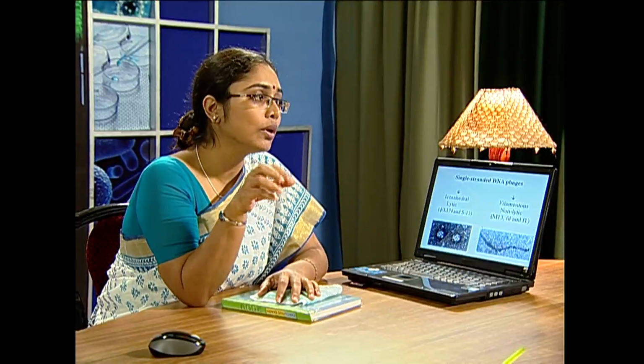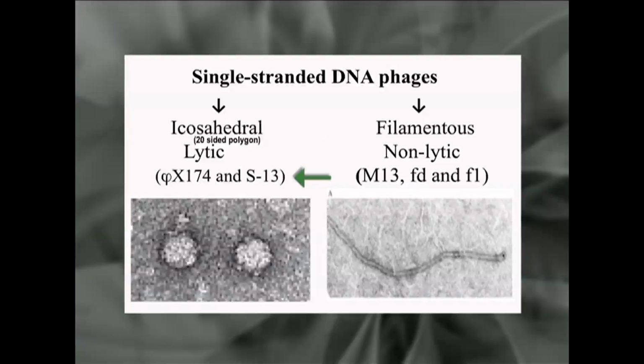Whereas filamentous bacteriophages are non-lytic in nature. That is, they grow inside the host cell and then come out of the host cell without lysing it. They do it by forming a pore in the membrane of the bacterial cell, using their own proteins. So, they follow a non-lytic mode of replication, a non-lytic infection cycle. ΦX174 and S13 are two examples of Microviridae, or icosahedral lytic single-stranded DNA viruses, and M13, fd, and f1 are examples of filamentous non-lytic single-stranded DNA bacteriophages.